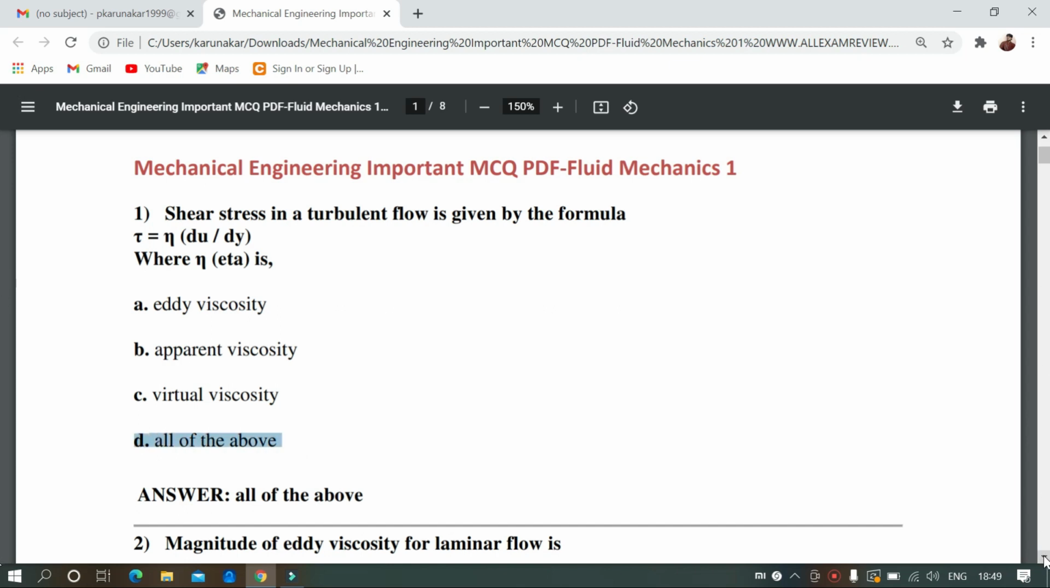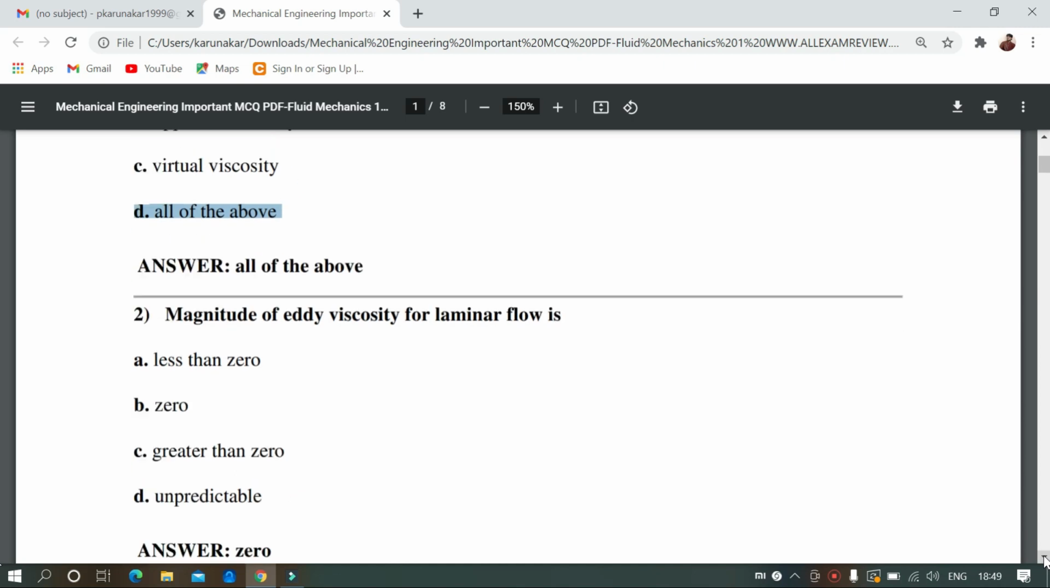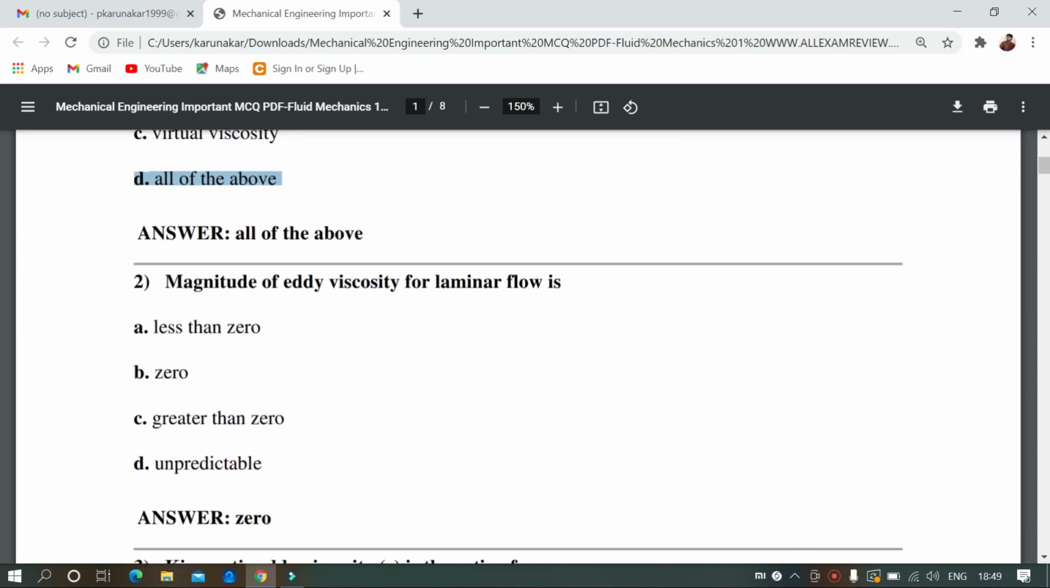So going to the next question: magnitude of the eddy viscosity for laminar flow is option A less than 0, option B 0, option C greater than 0, option D unpredictable. So the answer is option B, 0.